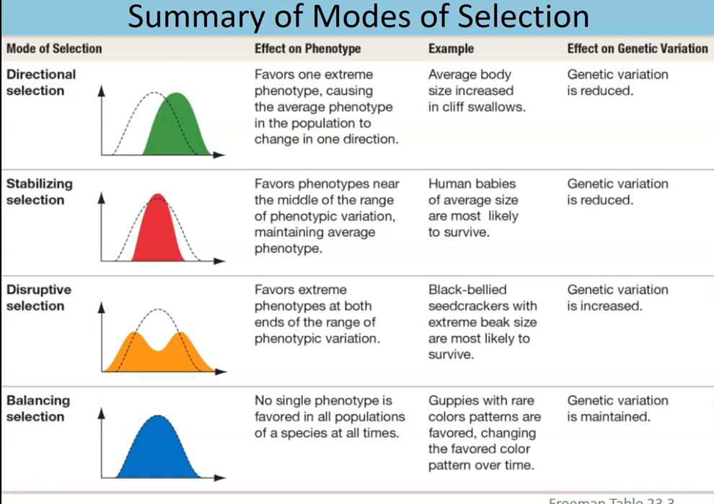We already went through the first three modes of selection: directional, stabilizing, and disruptive. And I'll just take a minute to talk about balancing selection, which is this last type of selection, or mode of selection, where no single phenotype is favored, and that really leads to an increase or stabilization of the diversity within the population. So let's look at some examples of this.